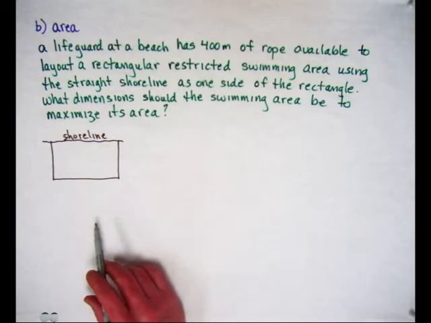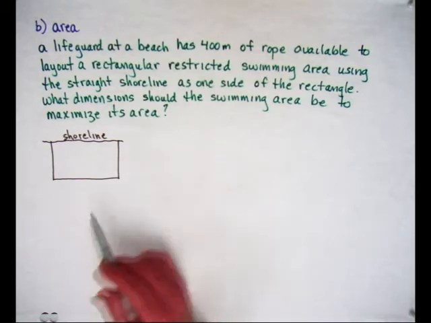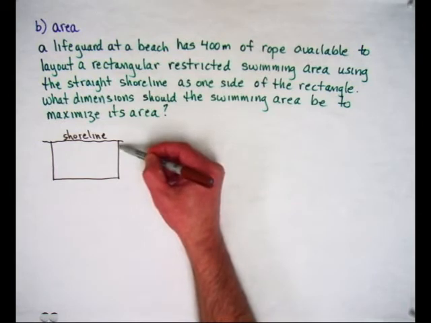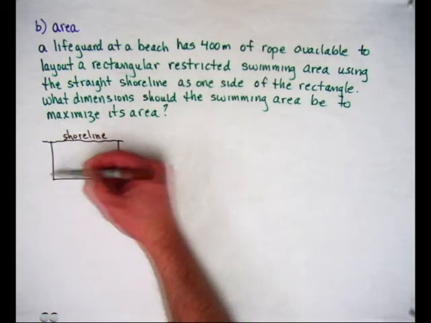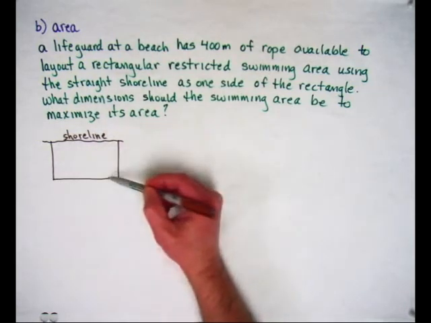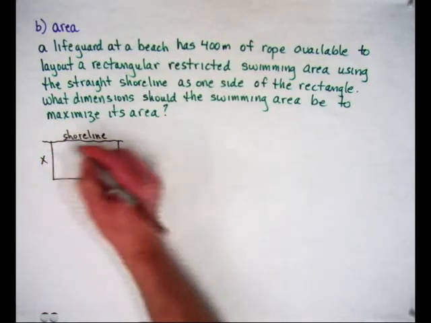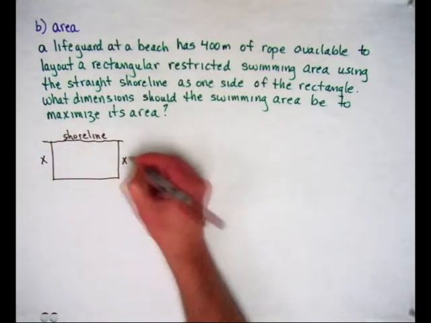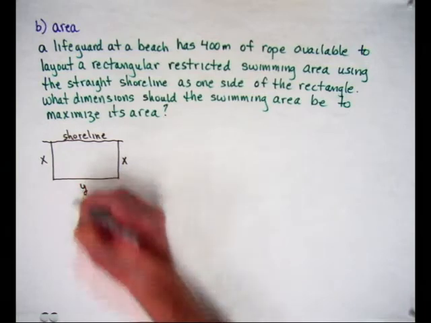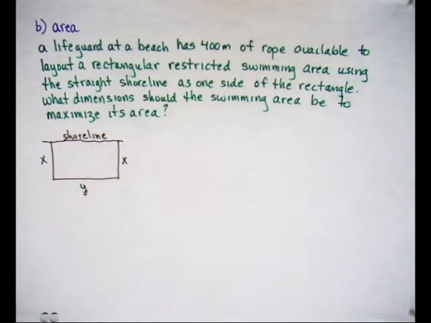So what could you change in roping off this area? Well, obviously you could change the width of the swimming area, and also its length. So let's say I call this X. That would obviously be the same as this, and we'll call this Y. So there's our picture. You either need to have a picture identifying your variables or some kind of let statement.